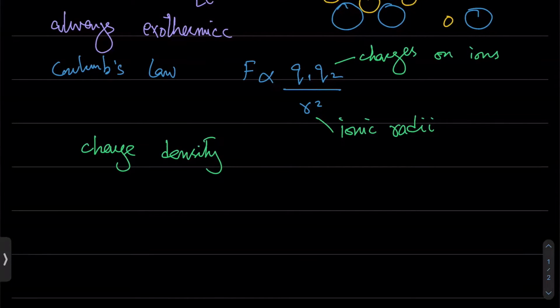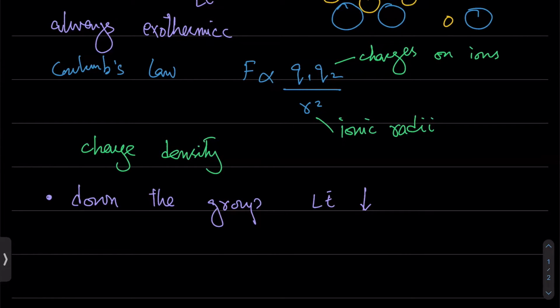So charge stays the same, but the size increases. So this is the constant, but this is increasing, which means force will decrease. And that brings us to the first main trend that we have, that down the group, lattice enthalpy goes down. And why is that? That is because charge density decreases.